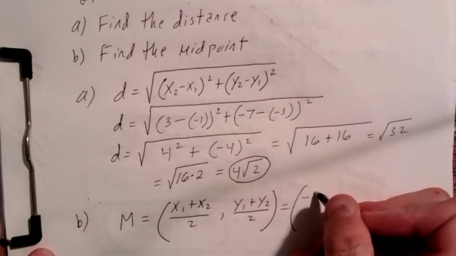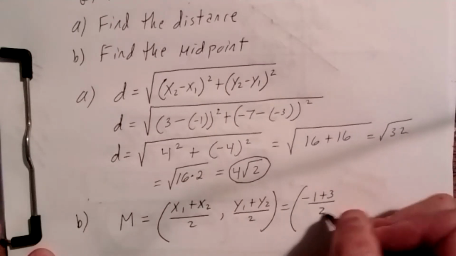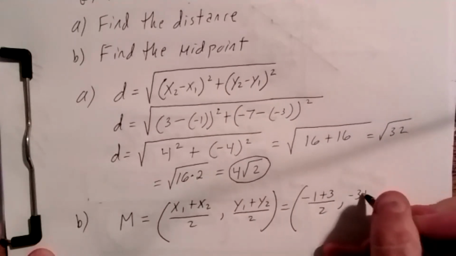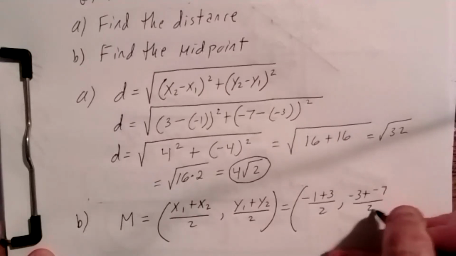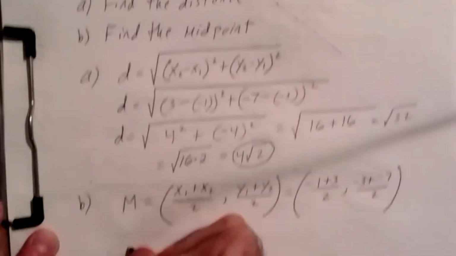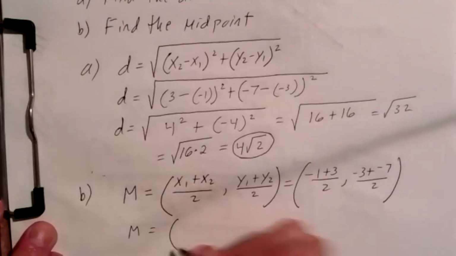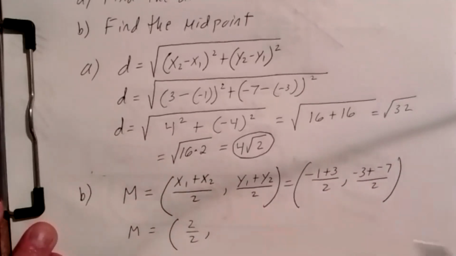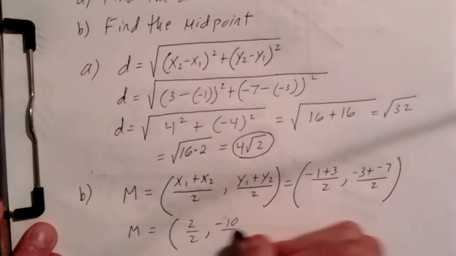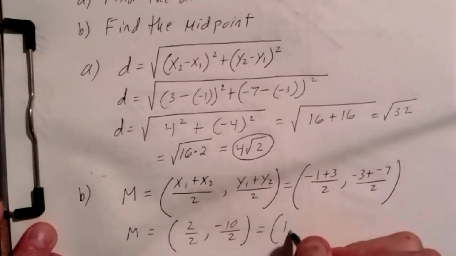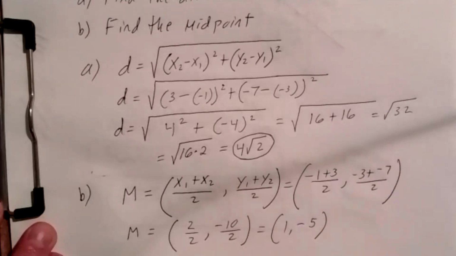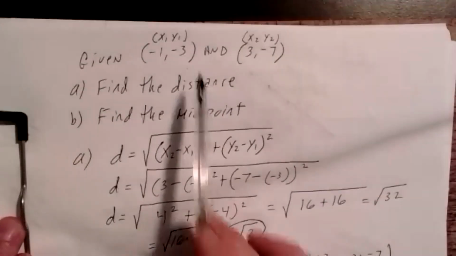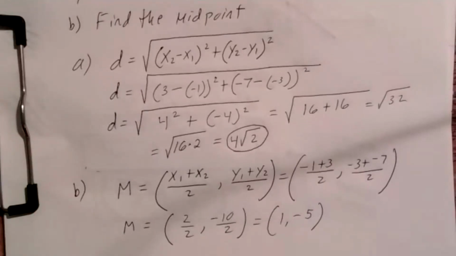So our x coordinate is going to be -1 plus 3 over 2. Our y coordinate is going to be -3 plus -7 over 2. Hence, our midpoint is going to be the point 2 over 2 for the x coordinate, and -10 over 2 for the y coordinate. Hence, we get (1, -5) as being the midpoint, the point that is halfway in between these 2 points in the plane. That is the midpoint.